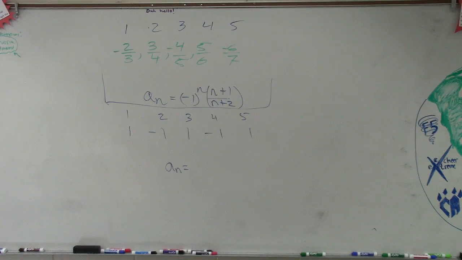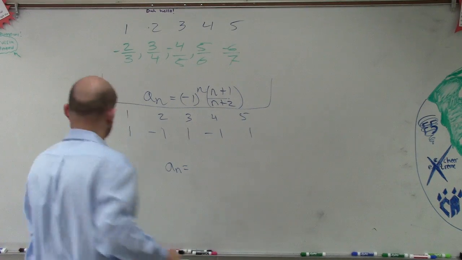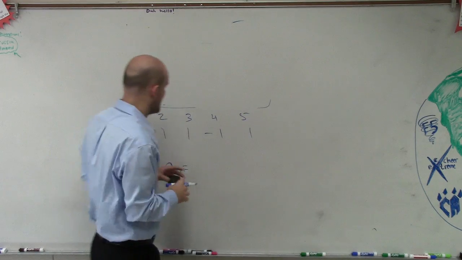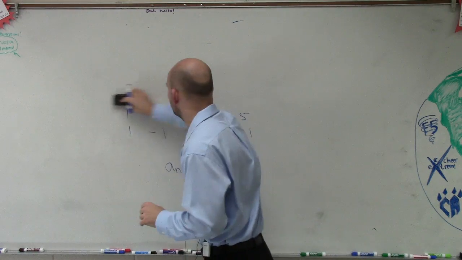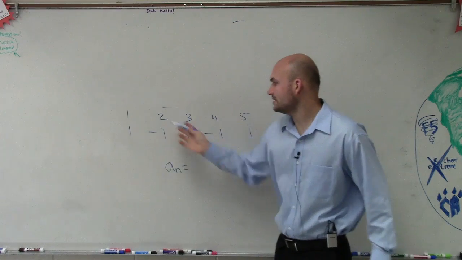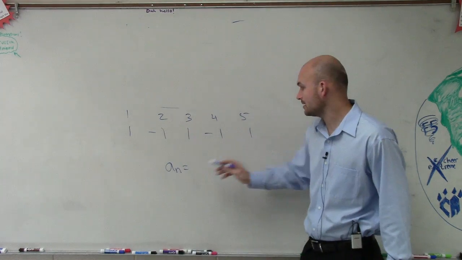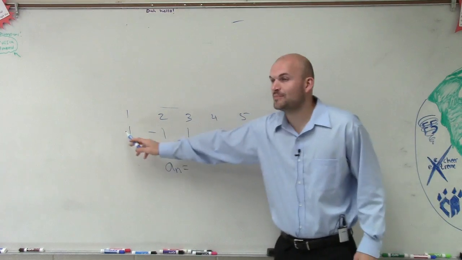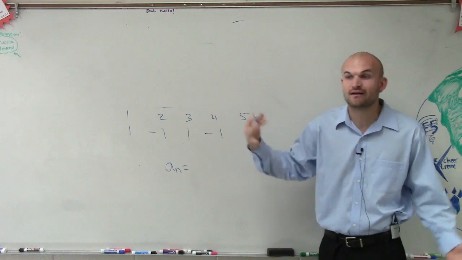OK. So let's kind of forget about this formula up here. So we need to find the formula for this. I have my first 5 terms are 1, -1, 1, -1, and 1. And now I want to be able to figure out the rule. So we automatically know that we have positive to negative, positive to negative. So we have alternating signs.